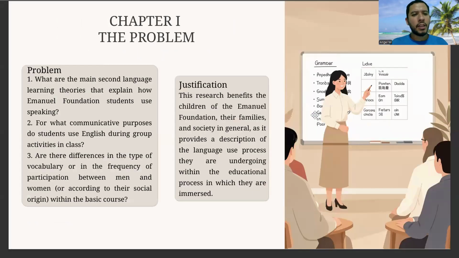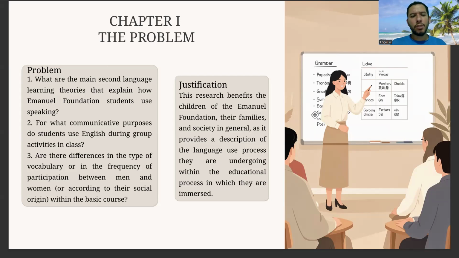Chapter number 1, the problem. In this part, we have three main questions. Number 1, what are the main second language learning theories that explain how Emmanuel Foundation students use speaking? Second, for what communicative purpose do students use English during group activities in class? Third, are there differences in the type of vocabulary or in the frequency of participation between men and women, or according to their social origin within the basic course?